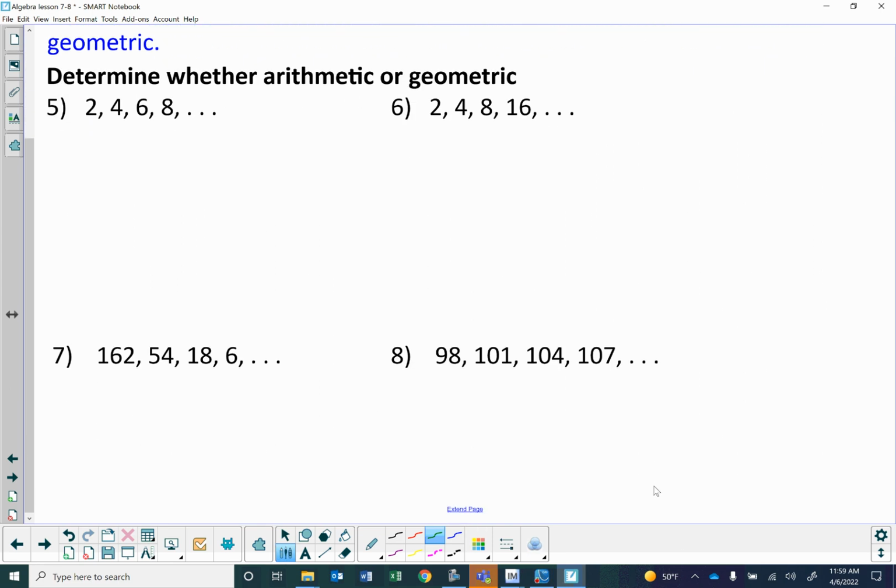2 to 4, 4 to 6, 6 to 8. So we're adding 2, adding 2, adding 2. So we have a common difference. Okay, so if I have a common difference, that means it is arithmetic.